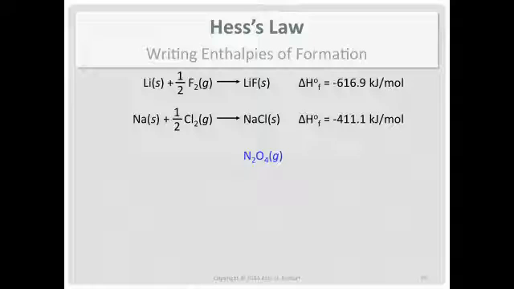Dinitrogen tetroxide. What elements are in that? Nitrogen and oxygen, N2 and O2. Both of those are gas, and we put a 2 in front of the O2 to make it balance, and then you look up the value for N2O4, positive 9.1 kilojoules per mole. It's an endothermic process.